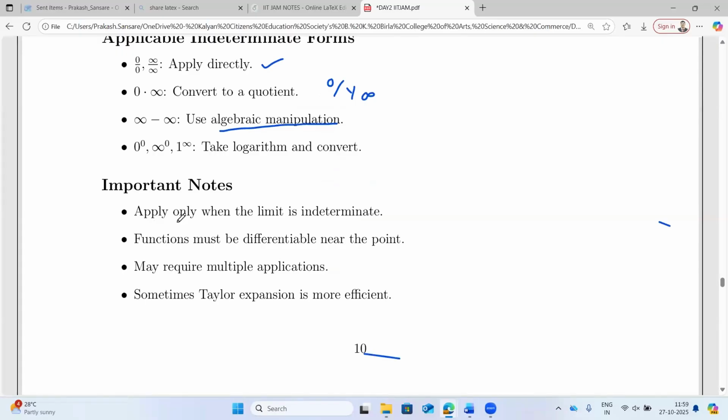So, important note: apply only when the limit is indeterminate. Do not apply L'Hospital's rule when the limit is determined. It is only to evaluate if it is indeterminate form. If it is not indeterminate form, then you cannot apply L'Hospital's rule. The function must be differentiable, that's very important. It may require multiple applications, and sometimes Taylor expansion is more efficient than L'Hospital's rule.